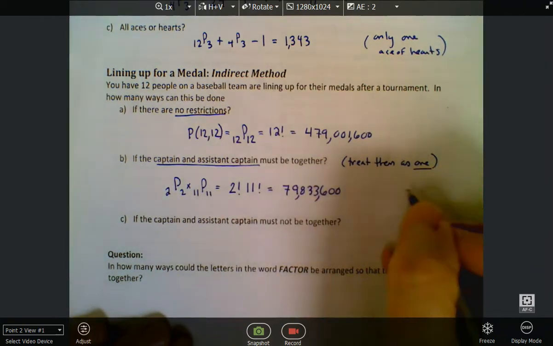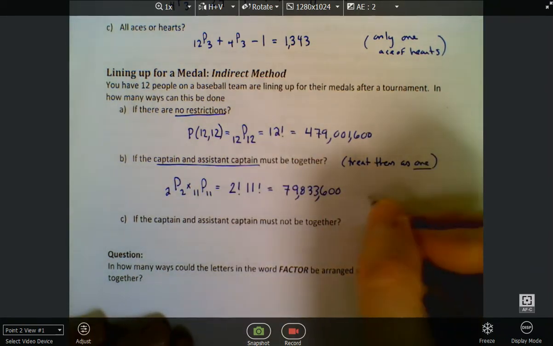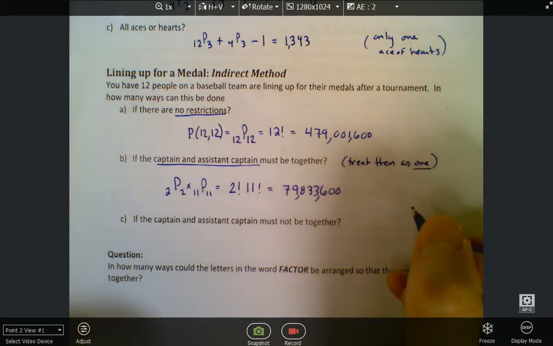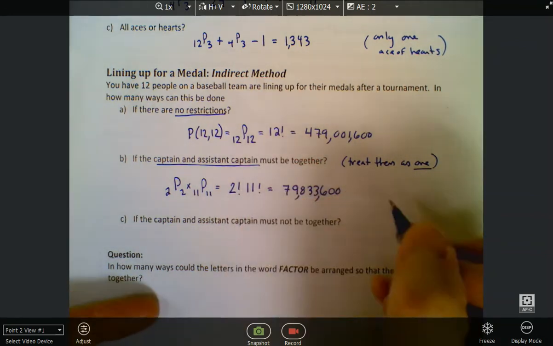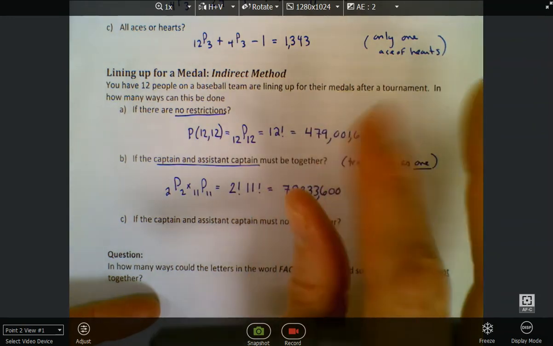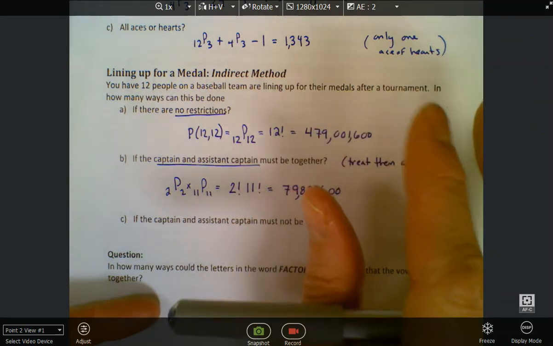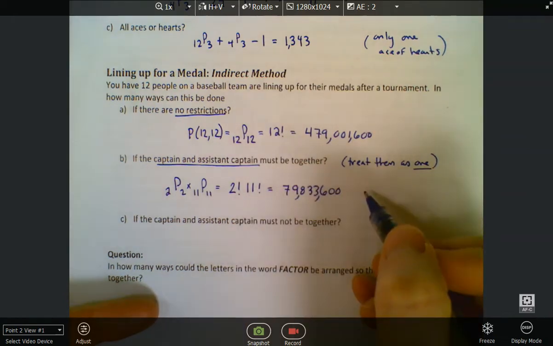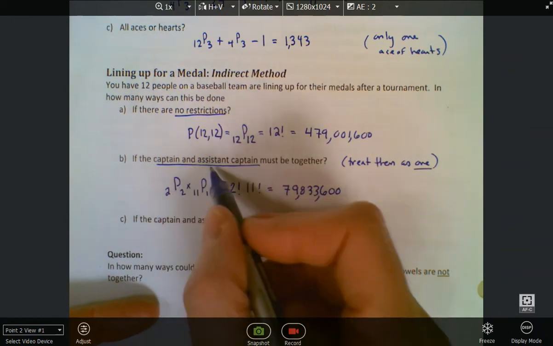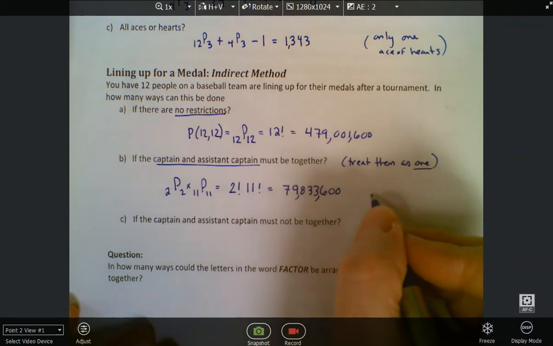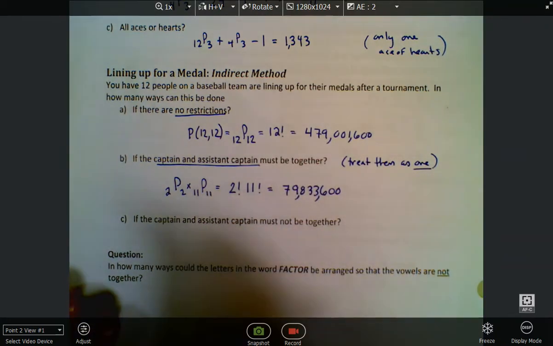Another way of doing this that I've seen people do is they'll say, well, okay, I understand that the captain and the assistant captain must be together, and there's 2 factorial ways of arranging them, so they start by multiplying by 2. Then I see people multiply by 10 factorial to say, well, there's 10 objects they want to rearrange, but then they realize at that point that there's 11 different positions that grouping for the captain and the assistant captain can be in, so then they multiply it by 11. It gets you the same result, it's just a different way of thinking about the problem.